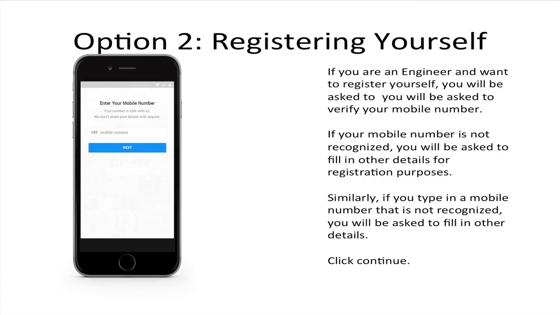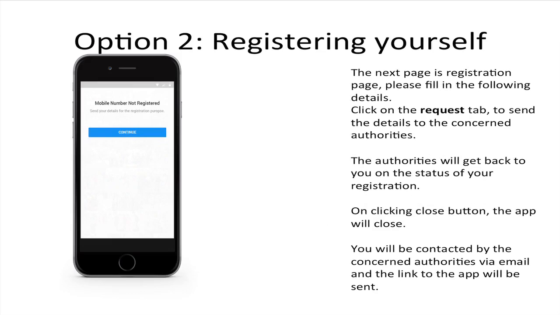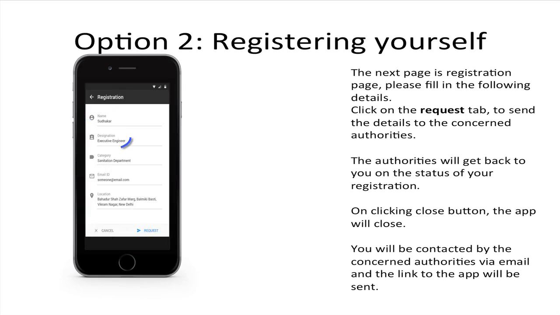Sanitary Engineer Onboarding. If you are an engineer and want to register on the app yourself without waiting for municipal corporation's intimation, you can do so. Please download the app and type in your mobile number. If your mobile number is not recognized, you will be asked to type in other details like name, designation, category, email ID and location. Please press the request button after you have completed filling in the form.